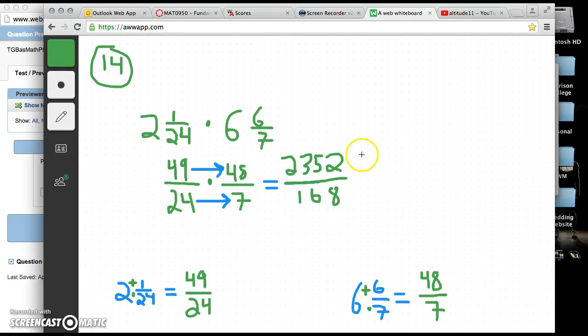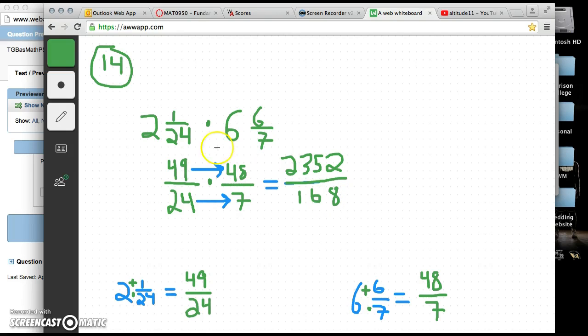So when it's all said and done, guys, this here is an answer, and really it is the answer, it's just not the simplified answer. So that's going to be the last step to this problem. We've taken our two mixed numbers, converted them into fractions, and multiplied those fractions, and we've gotten this answer, 2,352 all over 168. Now what we can do is start to find common factors that exist in these two numbers, and we can begin to factor them out.